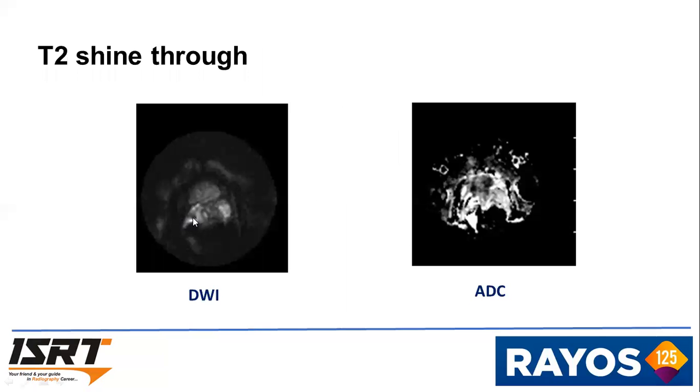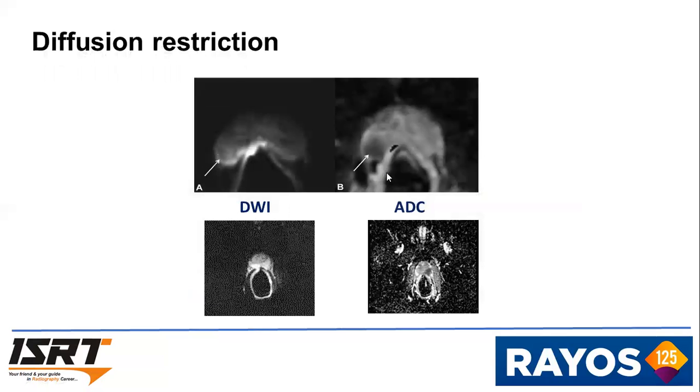Here we can see a bright area in the diffusion weighted image. In the ADC image also it is seen as bright. This is typical for a T2 shine through effect. But in the case of diffusion restriction, here we can see a darker area in the ADC image, which was bright in the diffusion weighted image. The brighter area is converted into a darker area by calculating the ADC value. This is typical for diffusion restriction. Here also we can see a brighter area which became dark in ADC image.